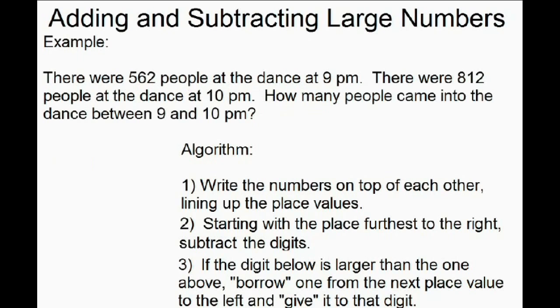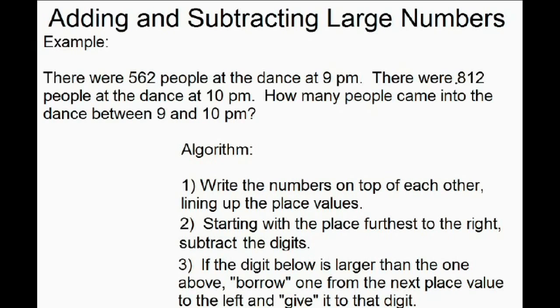So looking at our next example, we've got a dance going on where at 9 p.m. there were 562 people at the dance, and then at 10 p.m. there were 812 people at the dance. And assuming people can't just come and go, the dance is just continuously filling up, the question is, well, how many people came in between 9 and 10 p.m.?